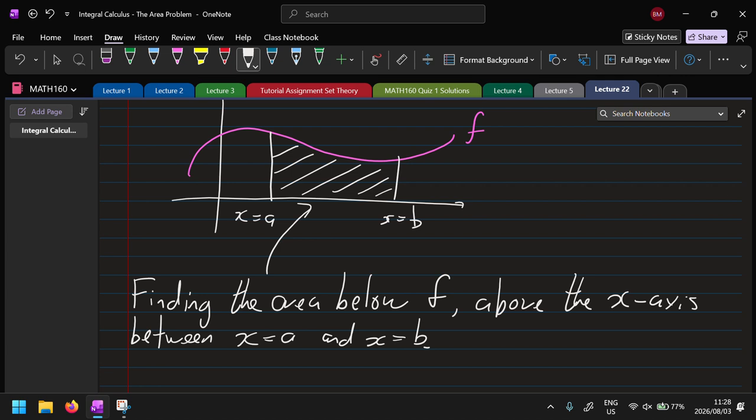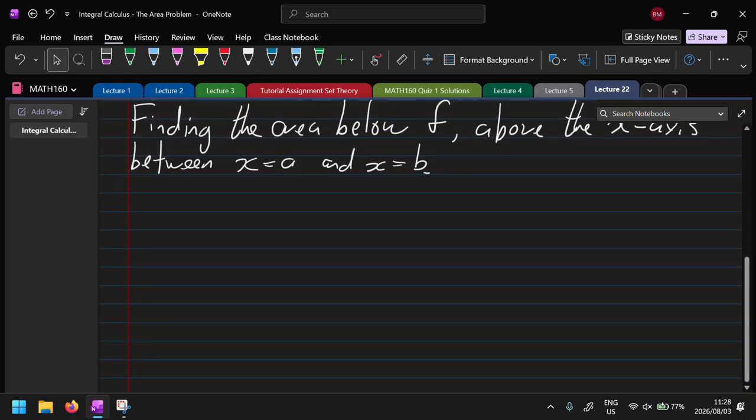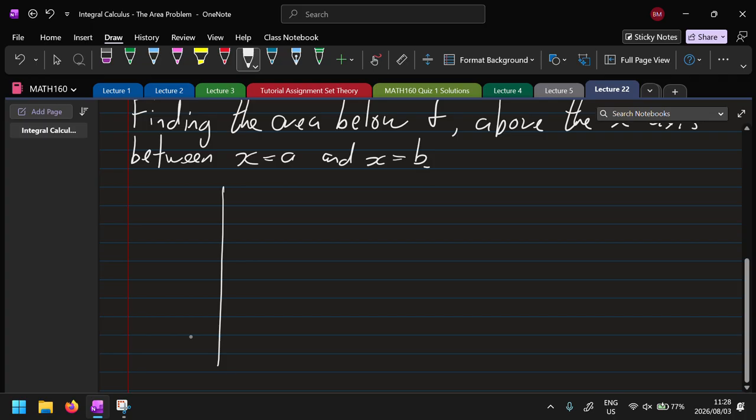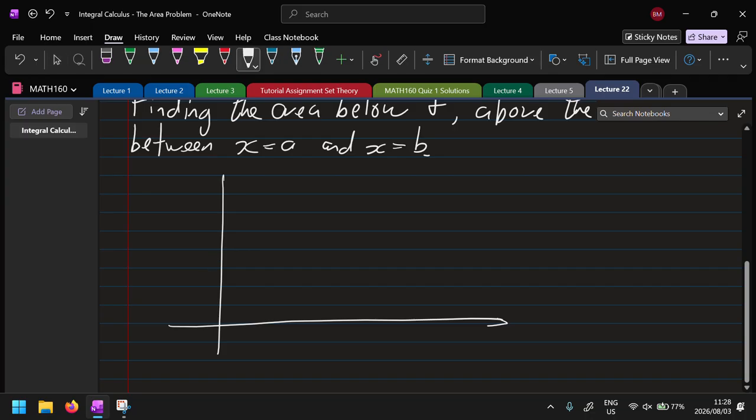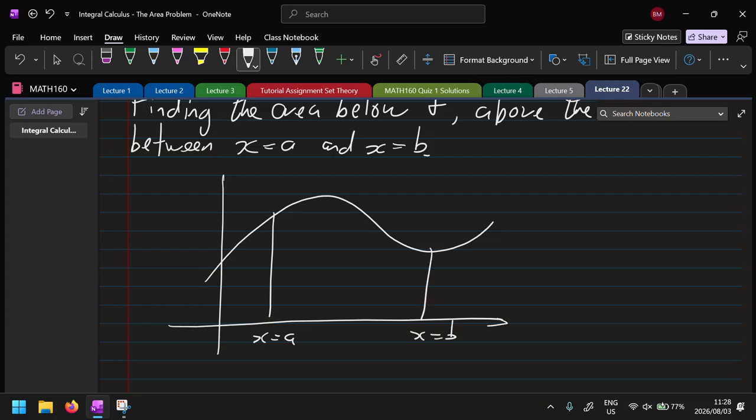The main idea that we're going to be using is to take this might-be-complicated area, we don't know what f looks like, it could be pretty complicated, and chop it up into smaller parts that are hopefully less complicated. So we're going to take our function. Again, let's say it looks something like this, from x equals a to x equals b. And we're going to chop it up into smaller parts.